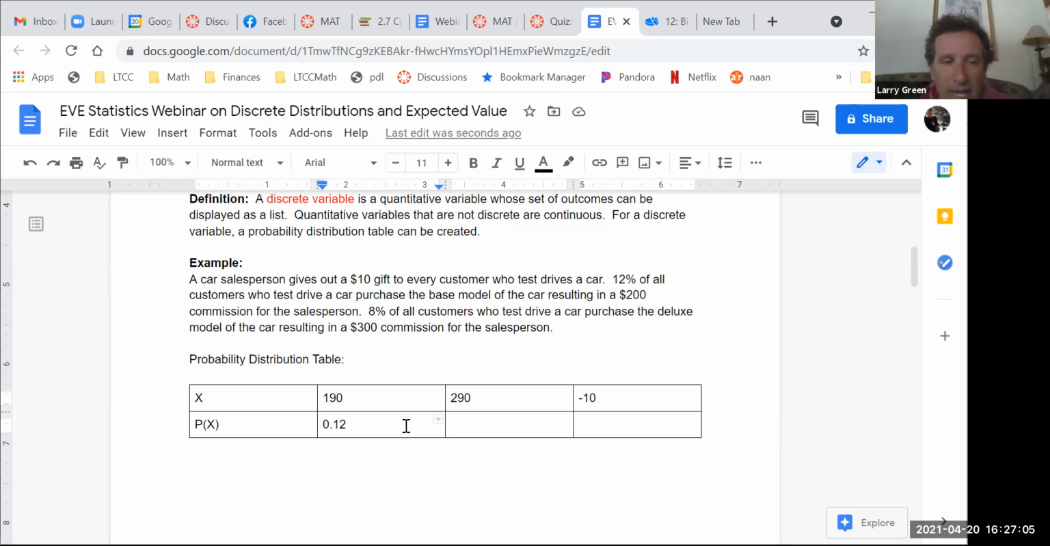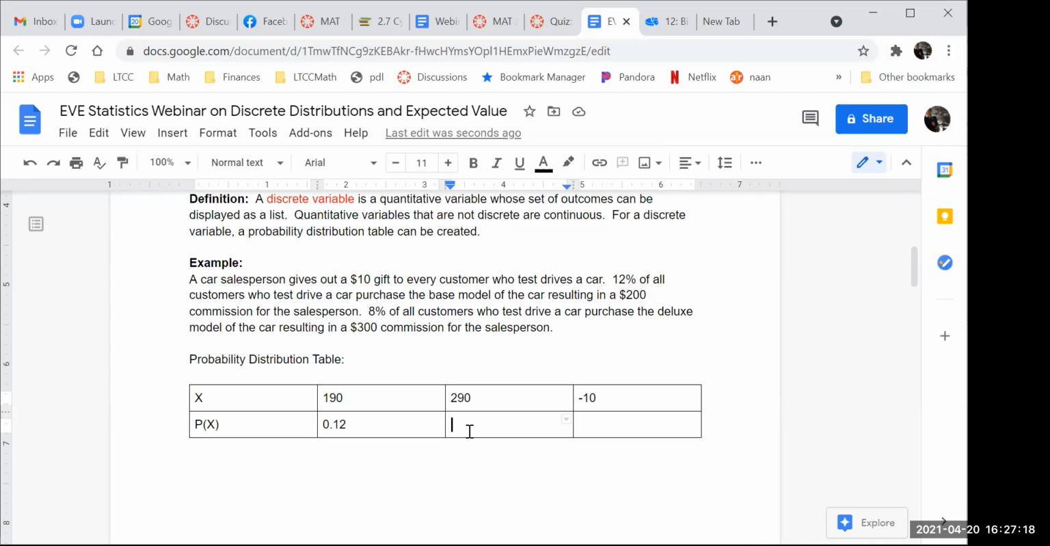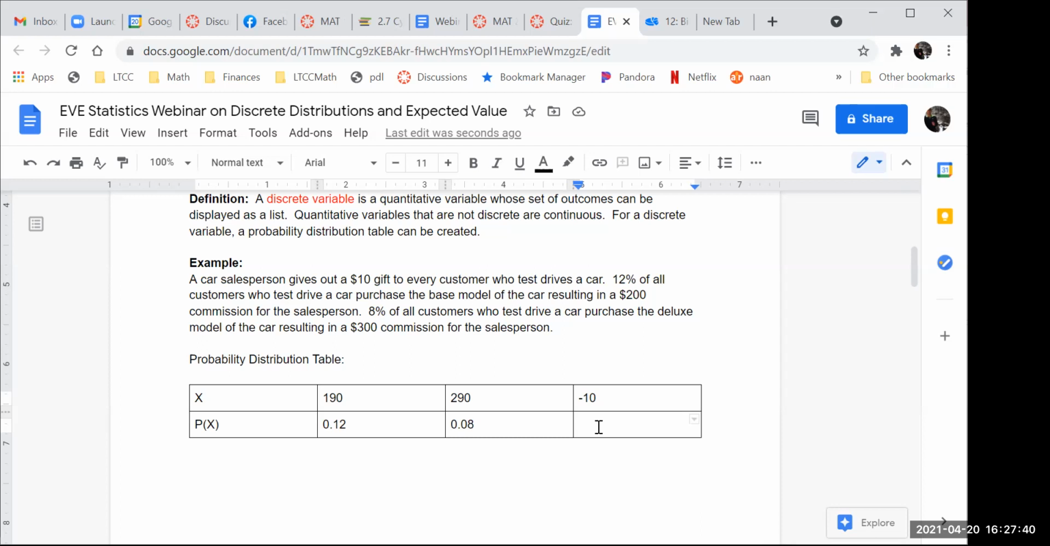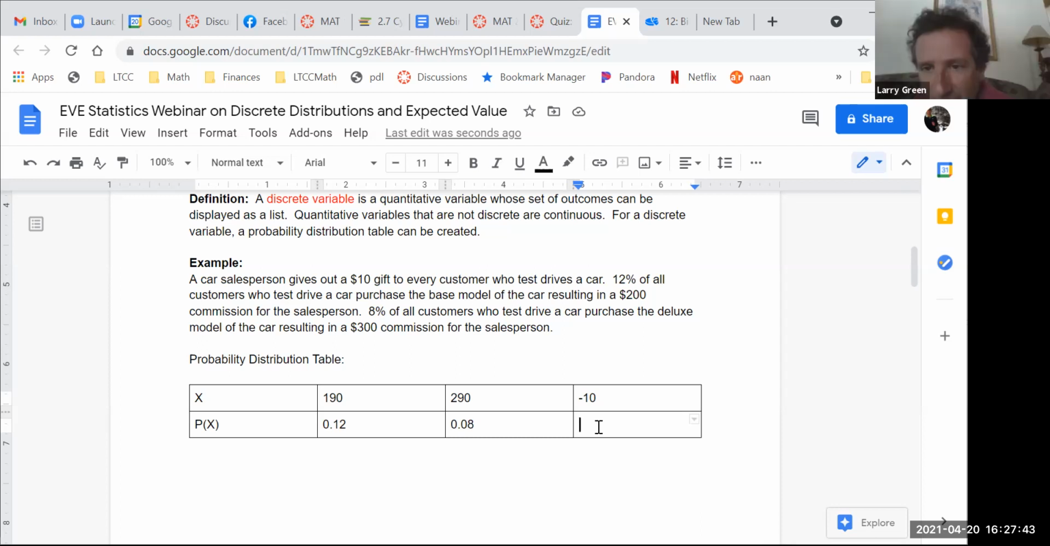Now we want the probability of profiting $290. What's that going to be? 0.08. Yeah, 0.08, because 8% is 0.08. Then we need to find out what is the probability of profiting negative $10. That one you have to do a little work on. A little harder, but not that bad. 0.80. Yeah, let me go through the details of that.